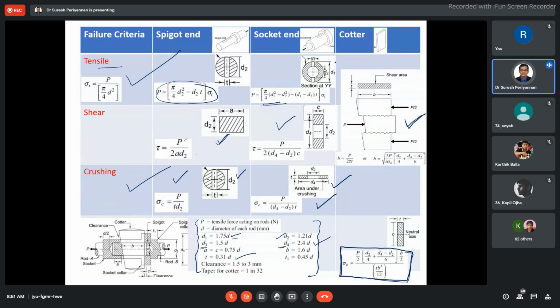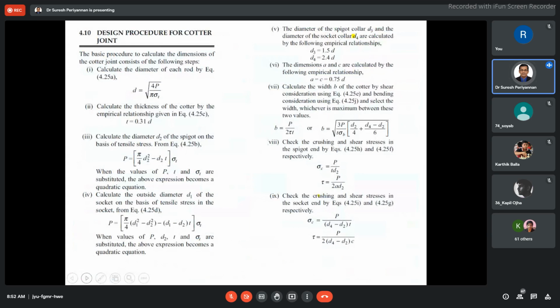See here, this is a very important diagram. Now I am correcting your papers. Many people have not drawn the figure properly. When we ask the question on cotter joint, you have to draw like this figure and identify the dimensions clearly. Now we move to the next, the design procedure of the cotter.